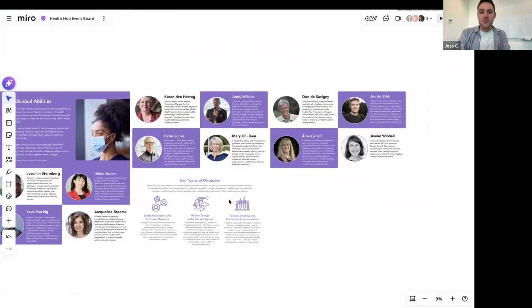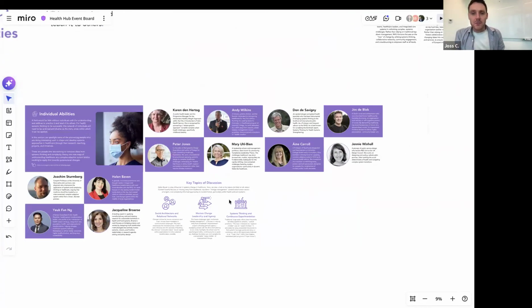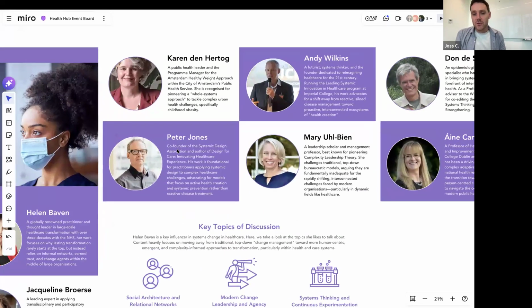Here we're looking at individuals, some kind of key figures. We have some of them here today, Andy and Yukfeng, but there are many others that you may know. I mentioned Peter Jones, that book on systemic design in healthcare.